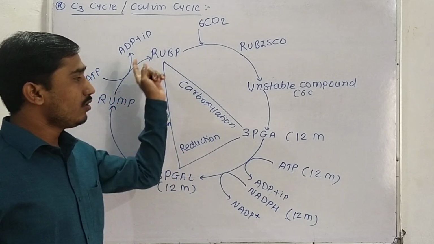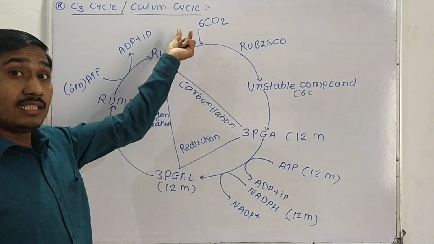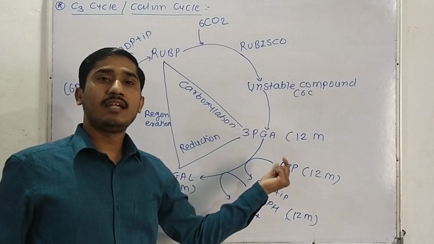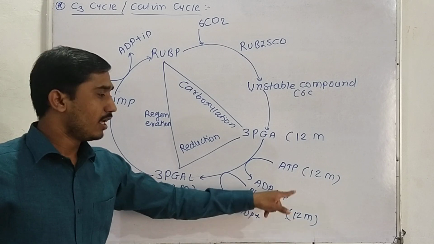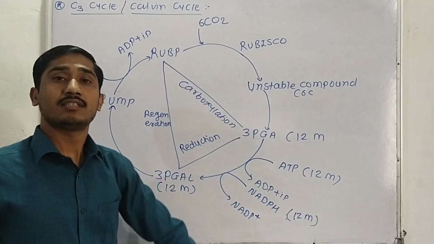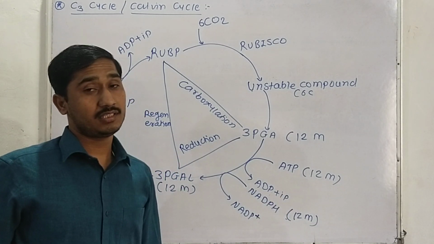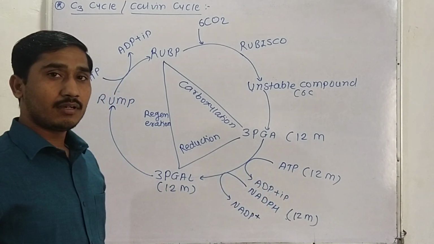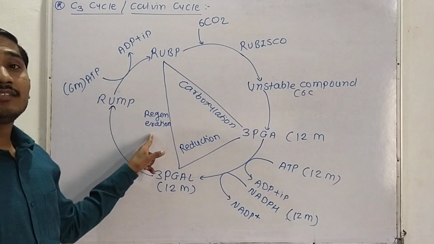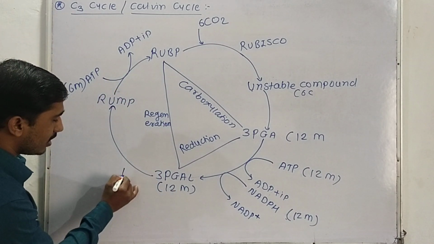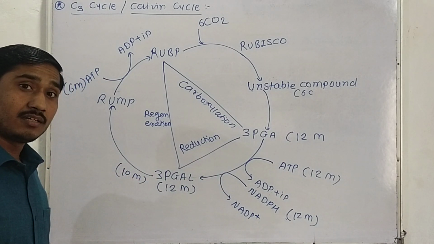That means during the dark reaction, or during the biosynthetic phase, or during the C3 pathway, the plant uses 18 ATP molecules and 12 NADPH molecules. From an examination point of view, these figures are very important: how many ATPs are utilized and how many NADPH are utilized. So, a total of 18 ATPs and 12 NADPH. This step is called regeneration. But in the regeneration step, how many molecules of PGAL participate? Only 10 molecules of PGAL participate.